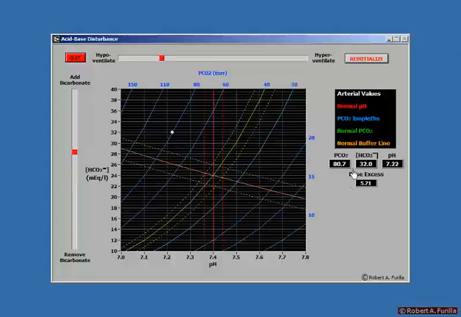Now I've increased the bicarbonate concentration. Now we see the base excess is 5.7. So clearly there has been some base added to this system to try to compensate for the low pH. pH has gone up a bit.